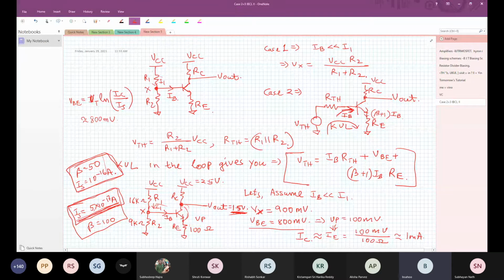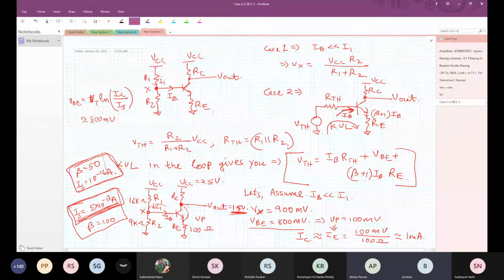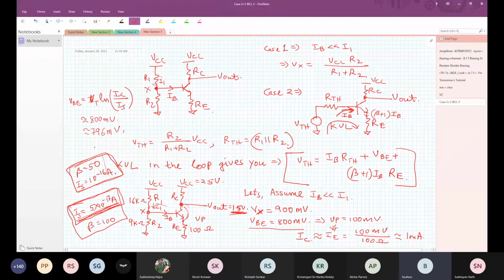If you plug in IC equal to 1 milliamp and IS equal to 5 times 10 to the power minus 17, with VT ln of this, it should give you 796. That's what I'm seeing in the textbook, which is pretty close. So that means our assumption of 800 millivolts was correct.